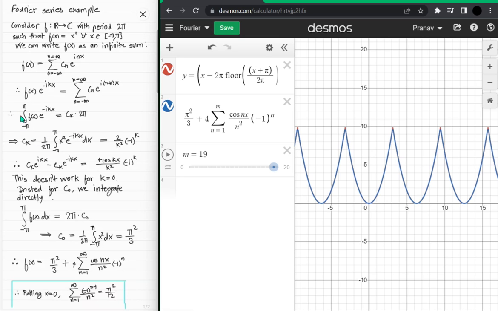So f of x in negative pi to pi, we already said it should be x squared, and that's why it is the integral from negative pi to pi of x squared e power negative i k x dx. Now do this using integration by parts, and you will get this value to be 2 upon k squared times negative 1 power k, and be extra careful because it's negative 1 power k, this factor does happen over here.